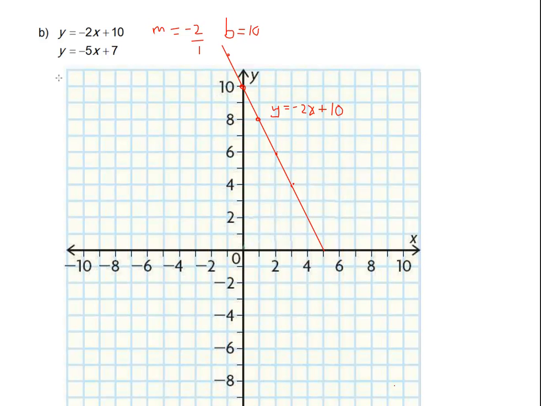So the second one here, the slope would be negative 5, and the y-intercept is at 7. So we put a dot at 7 here to start, right there. And now negative 5 is the same as negative 5 over 1. So if we go down 1, 2, 3, 4, 5, and over 1, there's another point.